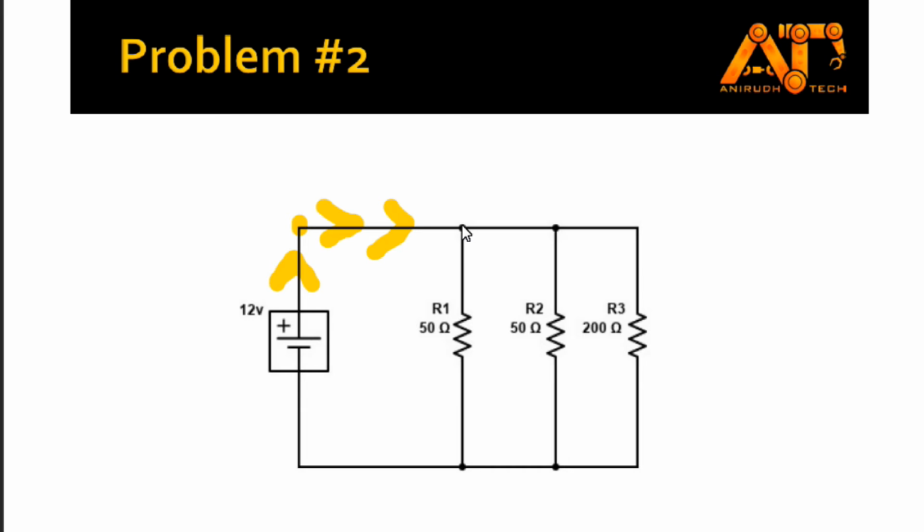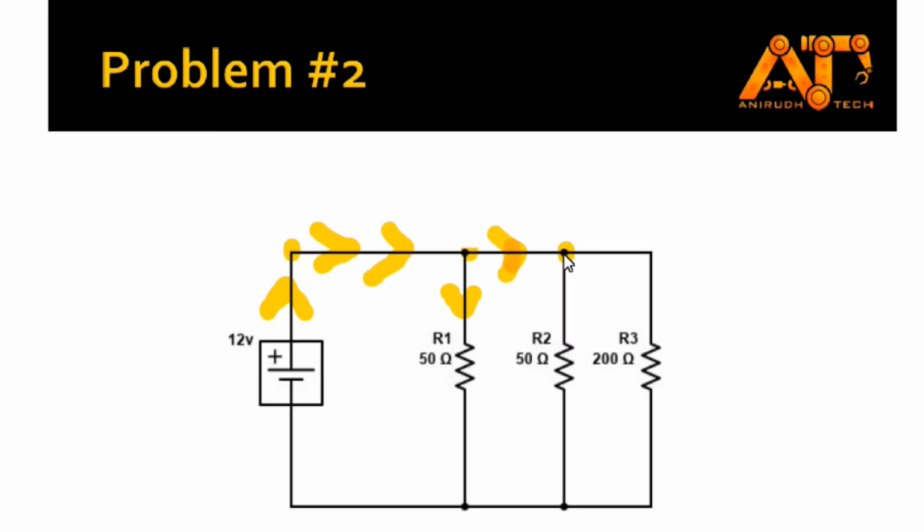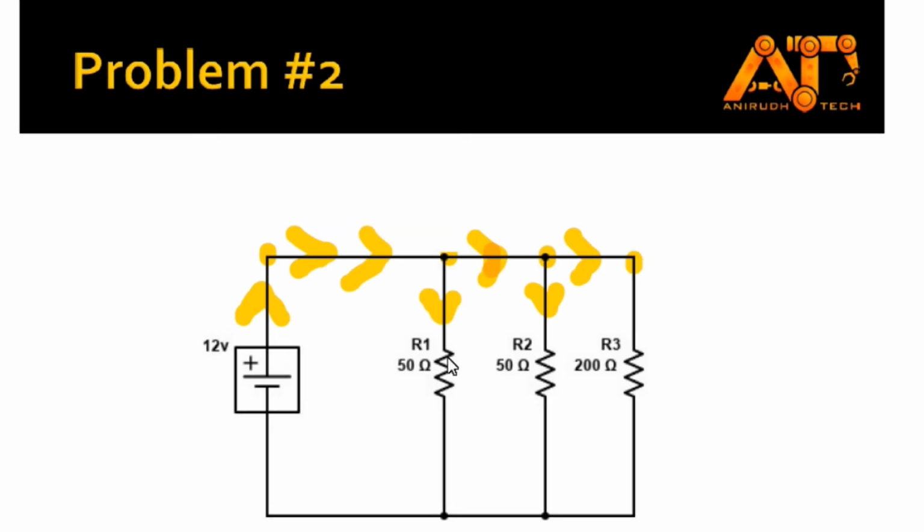Now when reaching here you can see there is a branch. The current reaching here can move this way or this way, so this is a branch. So R1 is parallel, and the current will move to here, and also the current reaching here can move this way or this way. So R2 is also a parallel connection. We can say that the currents passing through R1, R2 and R3 are different, so this is a parallel connection.